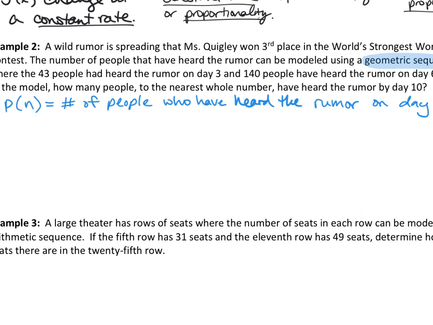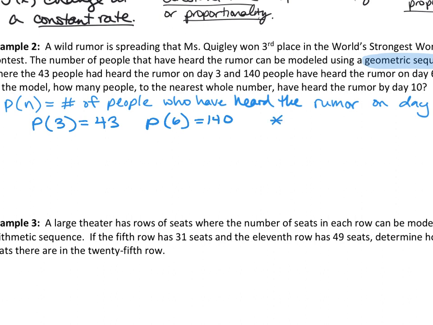Now we know some pieces of information about this rumor. The two pieces of information we have is that on day three, 43 people had heard the rumor. And on day six, 140 people have heard the rumor. That is 2 points. Just like on our homework problems we did at the beginning of class, we said g sub 3 is equal to 43 and g sub 6 is equal to 140. This is the exact same thing. So we're going to do the same thing like we did on our homework problems earlier today, and we're going to fill in the exponential function or the geometric sequence formula that we have.